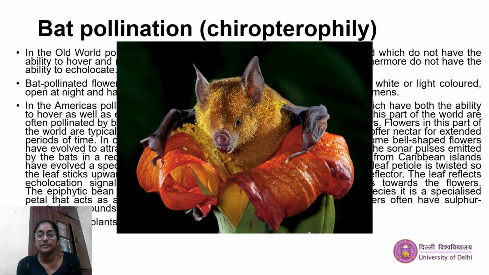So they can be white or light colored, which open at night, and they tend to spoil the flower also. So you have to take that also into account. The flowers are usually bell shaped.